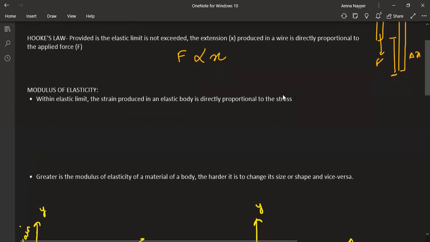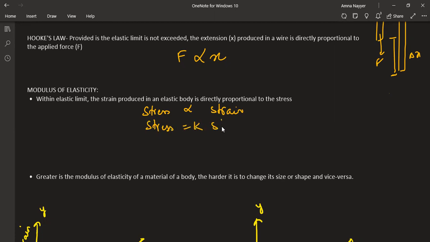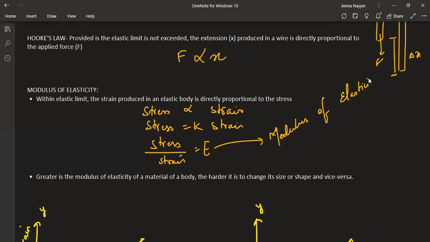So it says that provided the elastic limit is not exceeded, the stress is directly proportional to the strain. So it means we have to bring up a constant, let's say K. So stress divided by strain is equal to a constant, which we say, let me write it as E. This constant is known as modulus of elasticity. This constant, stress by strain, is known as modulus of elasticity.